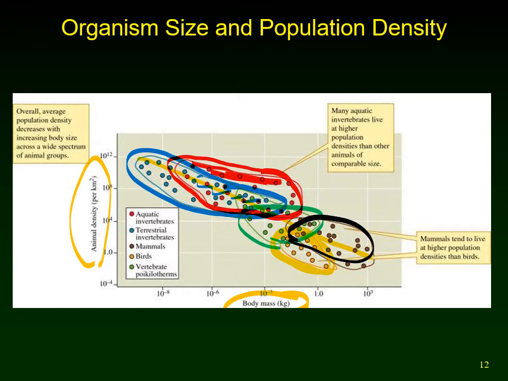And so in general, we see this overall trend, but aquatic invertebrates tend to have higher densities than terrestrial invertebrates of the same size. Mammals tend to have higher population densities than birds of similar sizes. And so it makes sense to look at each of these groups individually. That's animals. Let's talk about plants. Plant size and population density.